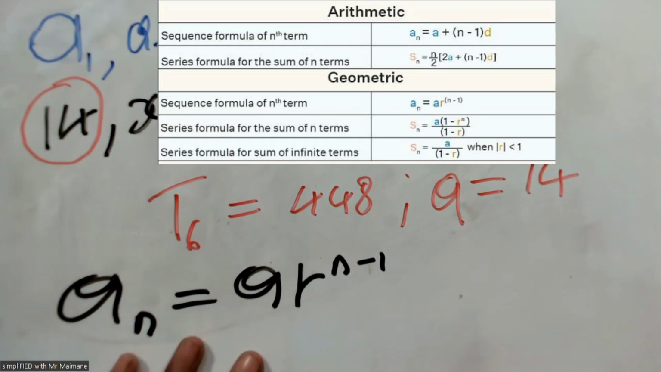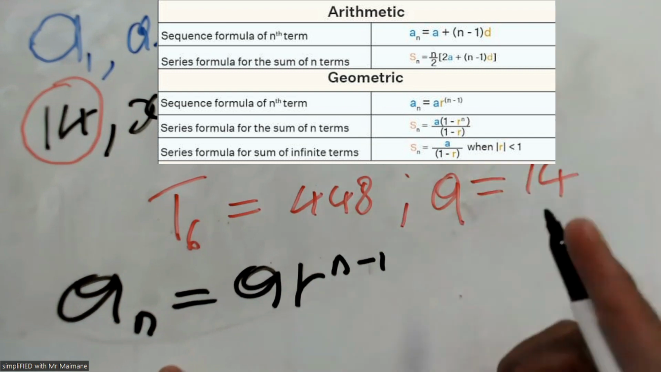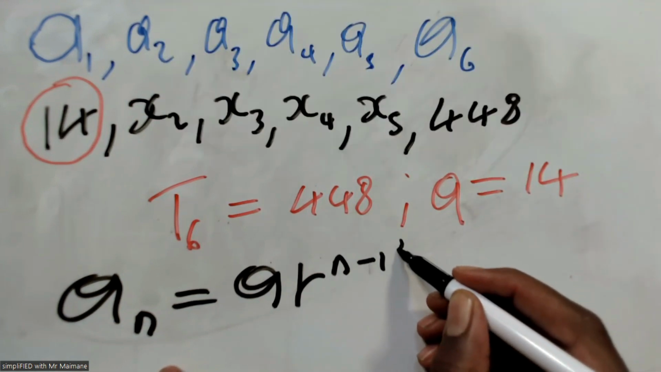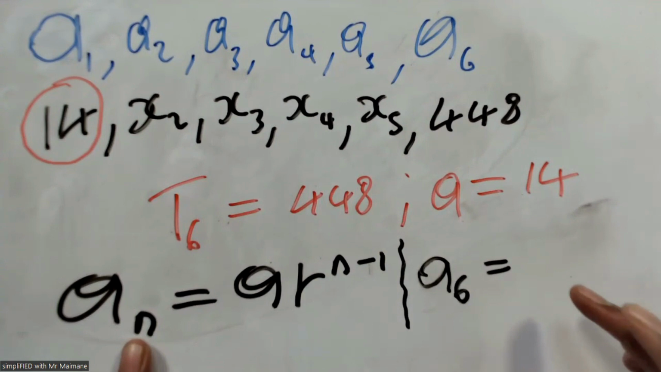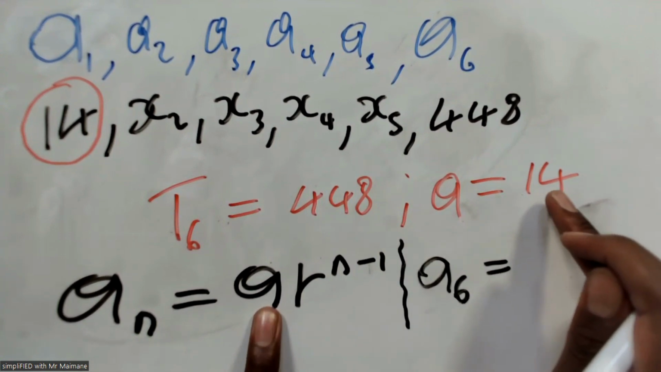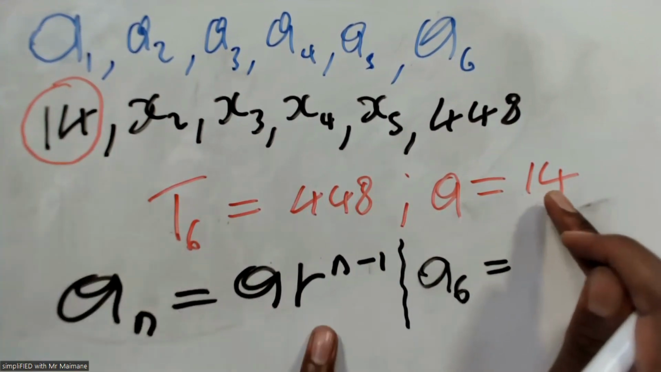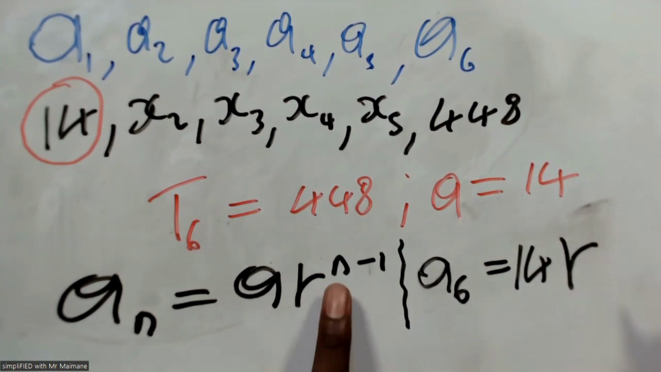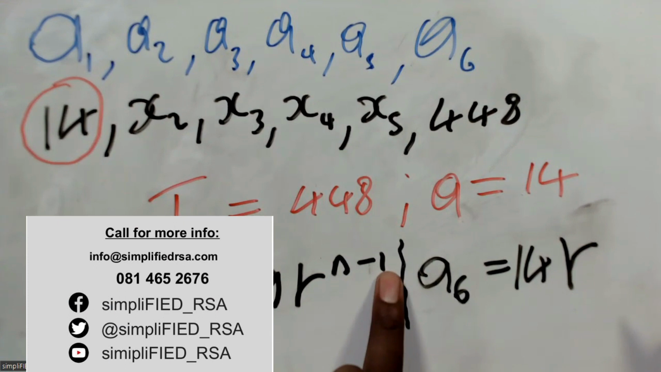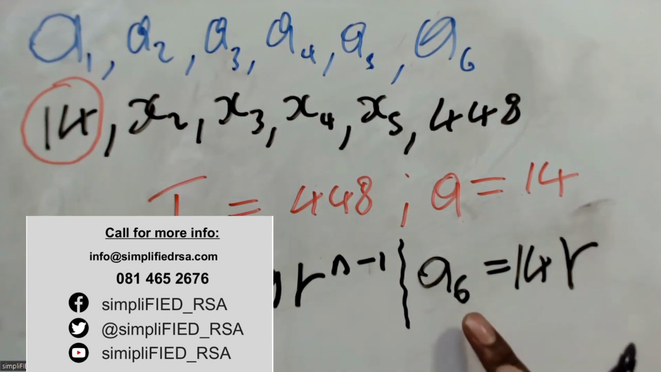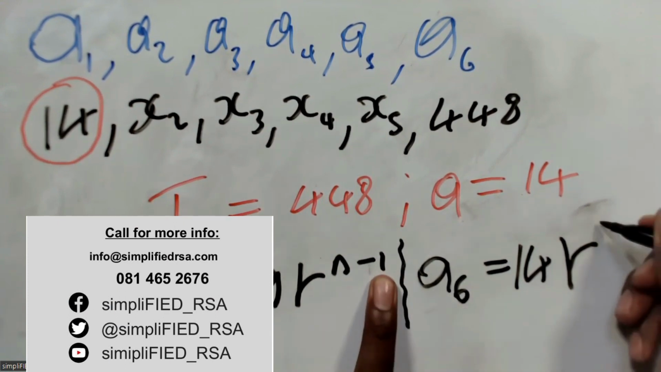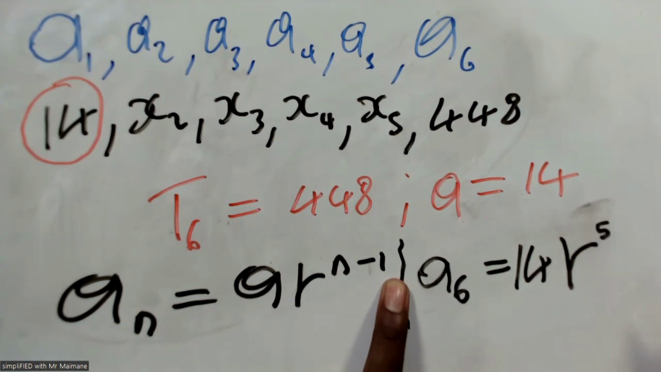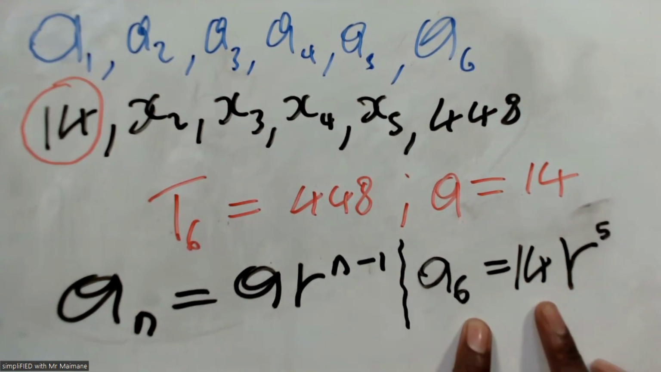This is the formula that we have. So A6 is going to be, I know the value of A, the first term is 14. And then it's going to be 14 r^(n-1). N is 6, so n minus 1 is 6 minus 1, which is going to be 5. So I have this here.